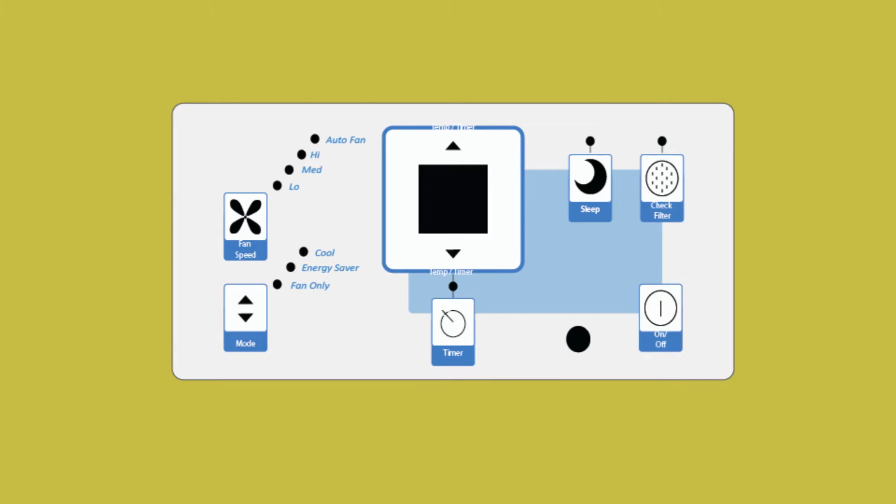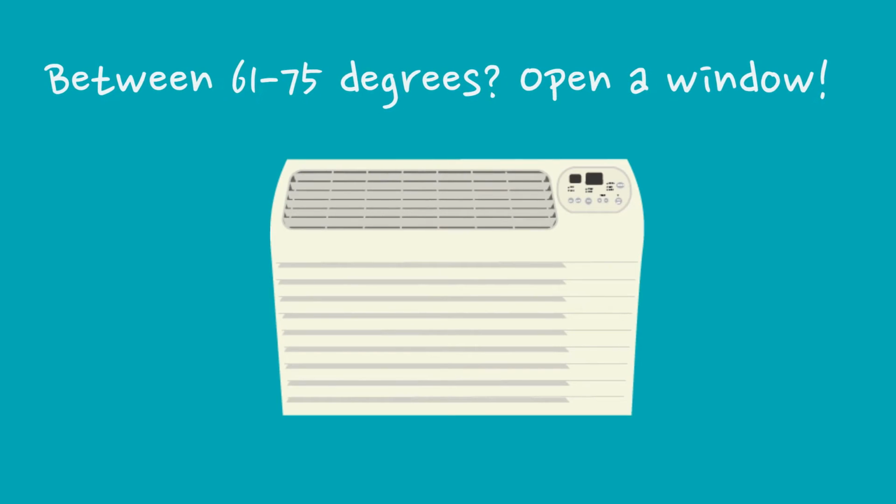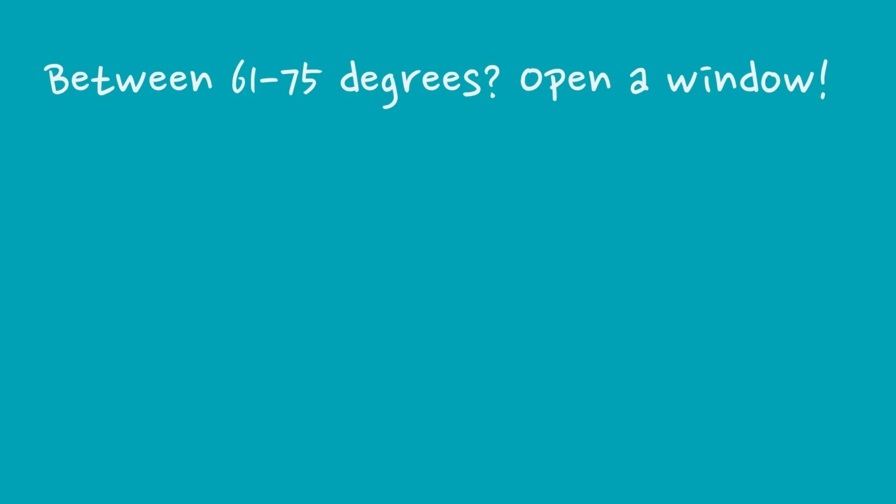As you move into your room at the beginning of the school year, you should turn your unit to on and set your temperature to between 68 and 74 degrees. If you would like to regulate the airflow in your room, turn the fan speed up or down, but leave the temperature setting alone. If the temperature outside is between 61 and 75 degrees, your unit will not come on.